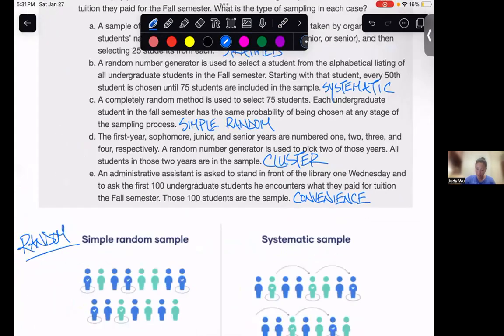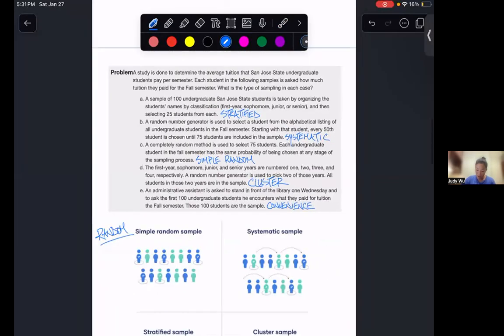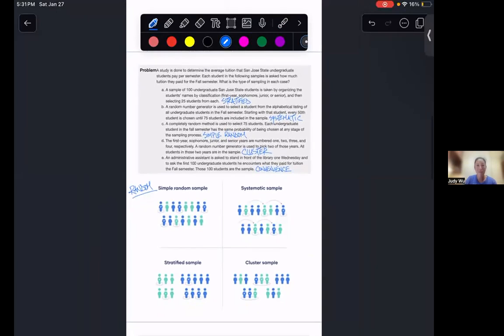All right, so let me get that all on one screen for you. But hopefully that was a little bit helpful in clarifying, identifying our different sampling methods. All right, let me know if you have any questions.